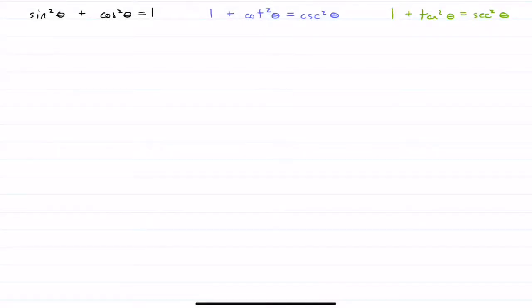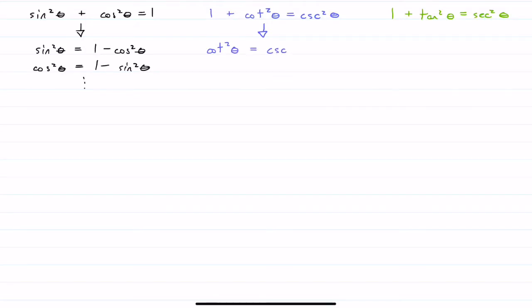But those three are all given to you on the formula sheet. What you need to know, though, is that you don't just use them in this form. You're allowed to manipulate them. So for that first one, say you just subtract cos squared from both sides, then you get sine squared equals 1 minus cos squared. For the sine squared plus cos squared equals 1, if you subtract sine squared to the other side, you get cos squared equals 1 minus sine squared.